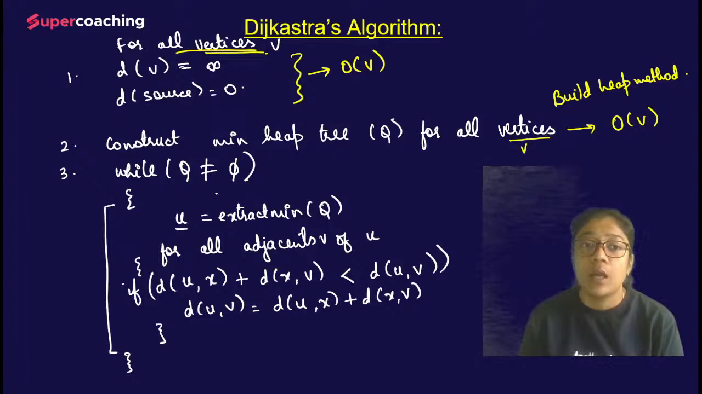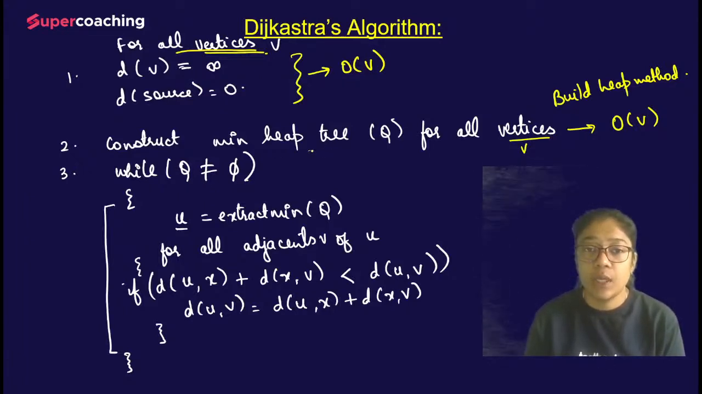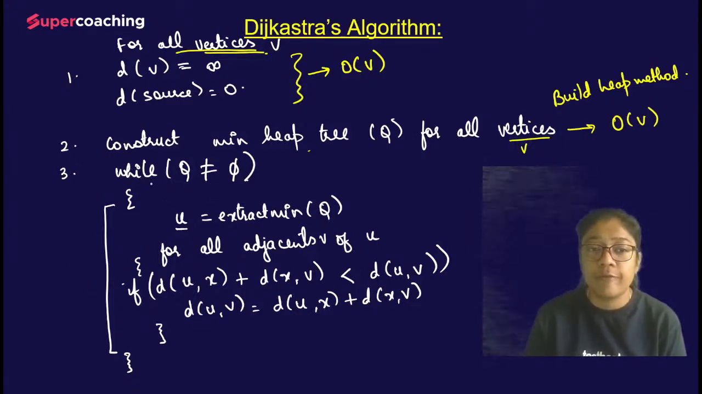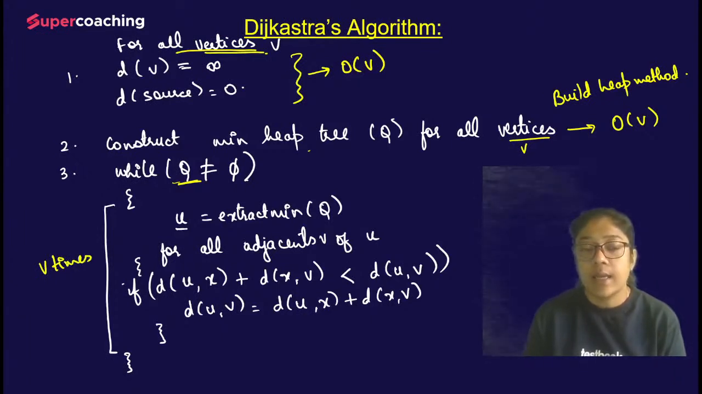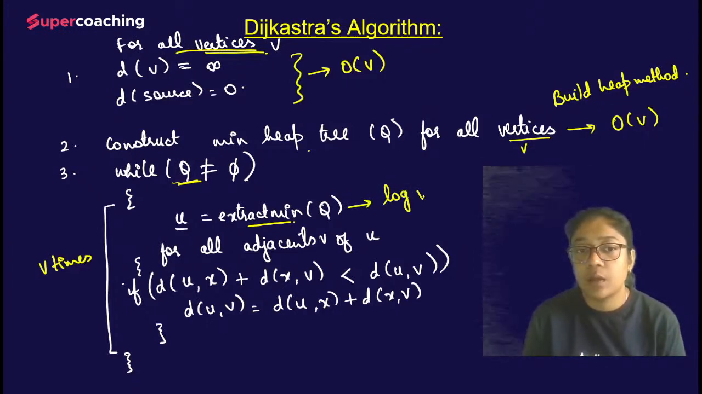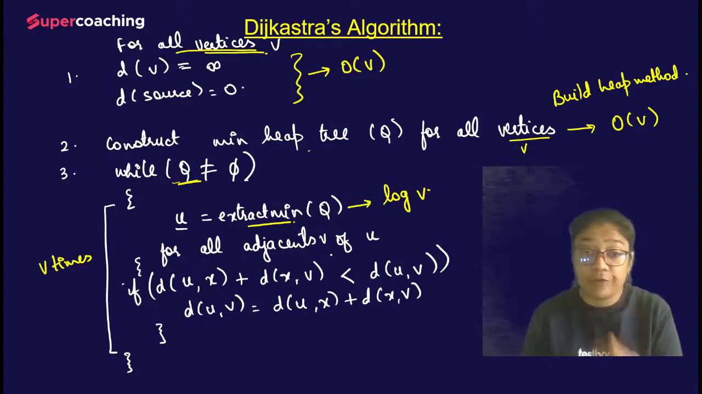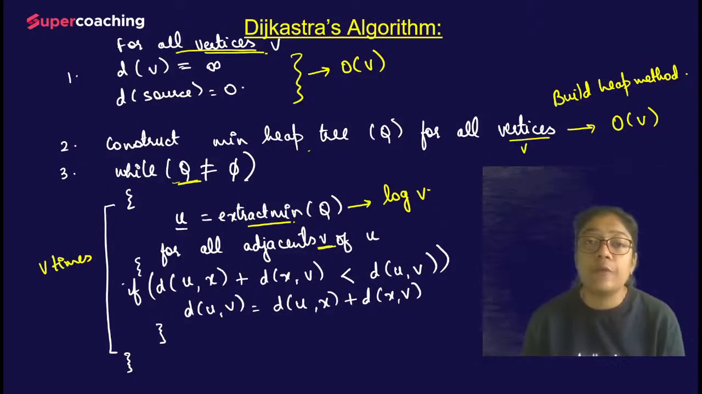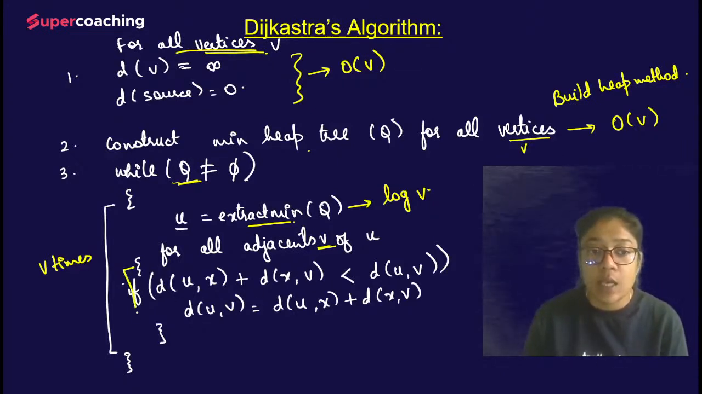Then while Q is not equal to null, until this tree is empty, to delete a vertex, how many vertices are there in Q? In the min heap tree you have V vertices, so this while loop will be executing for V times. Now I'm deleting one element from the min heap that will be taking log V time. After that, for all the adjacents of V, in the worst case how many adjacents will there be? If we are having a complete graph, then every vertex is connected with every other vertex. So this operation will be taking place how many times? Worst case V minus 1 times.